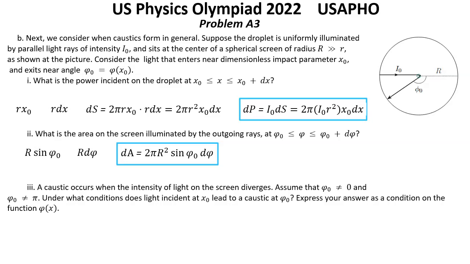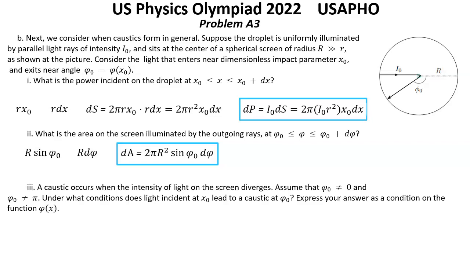Third, a caustic occurs when the intensity of light on the screen diverges. Assume that phi0 is not equal to 0 and not equal to pi. Under what conditions does light incident at x0 lead to a caustic at phi0? Express your answer as a condition on the function phi of x. Solution.